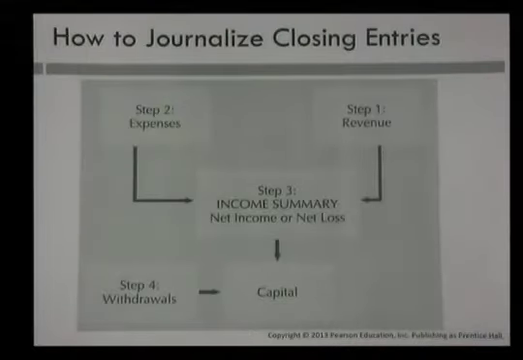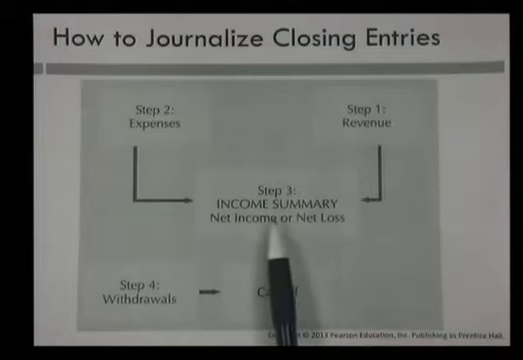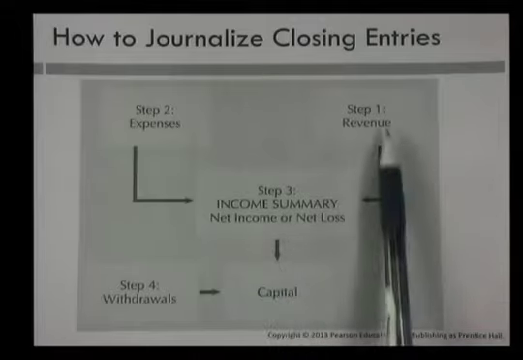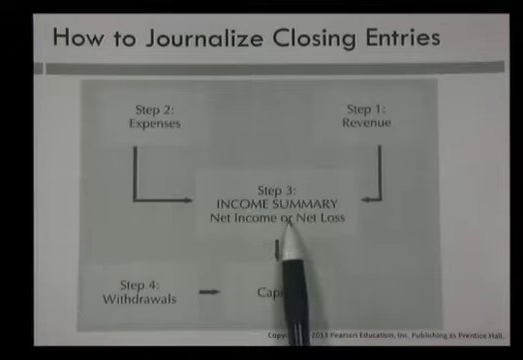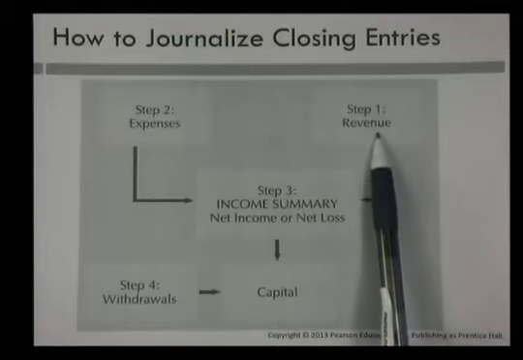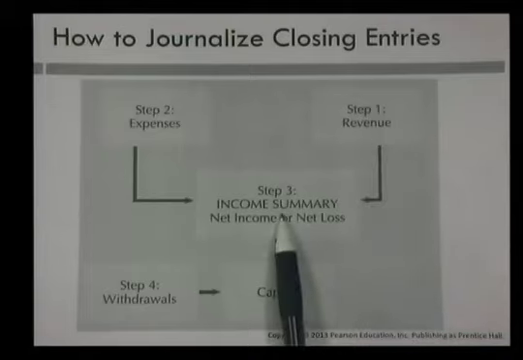The first one we're going to close is our revenue account. We will get these amounts from the worksheet or the general ledger. We have a new account called income summary. It's like a clearinghouse for all the amounts to go into, and then what will come out is either net income or net loss. So we first close our revenue into our income summary.